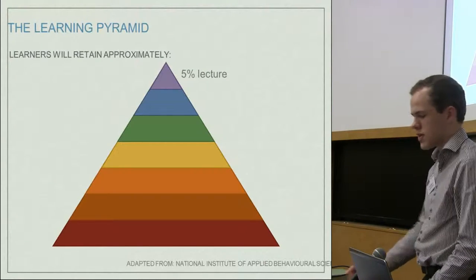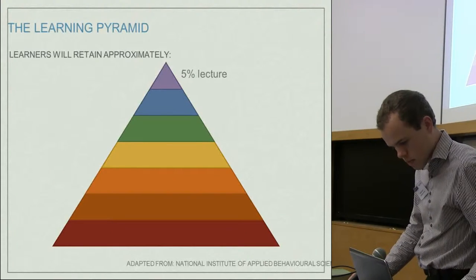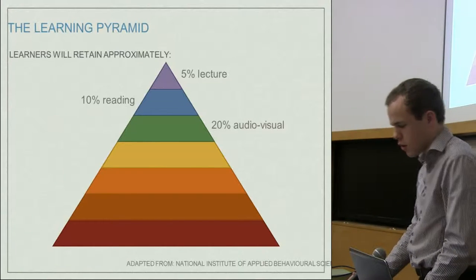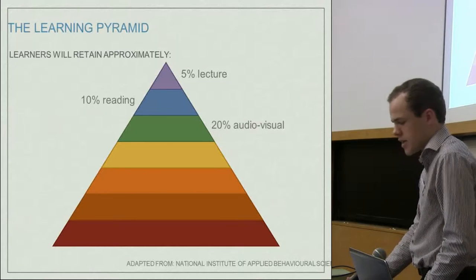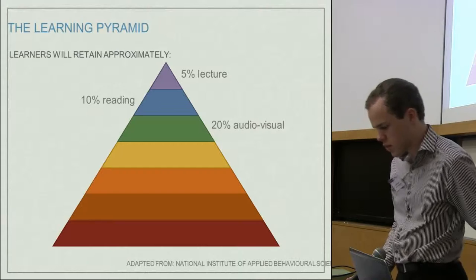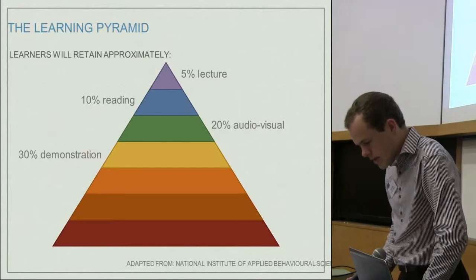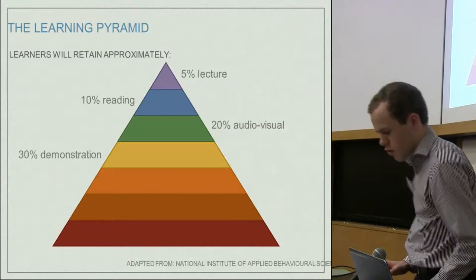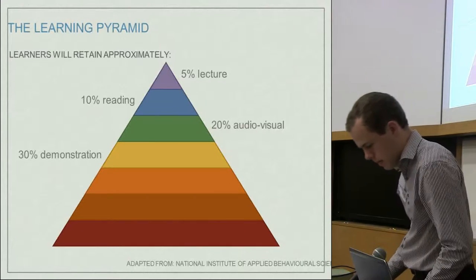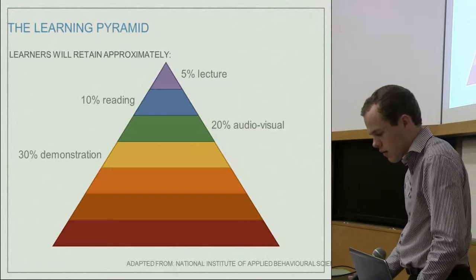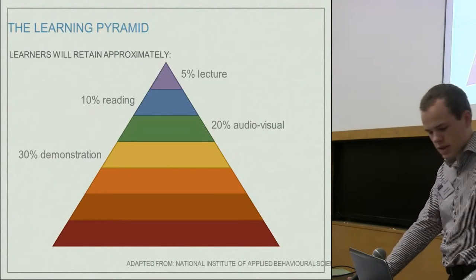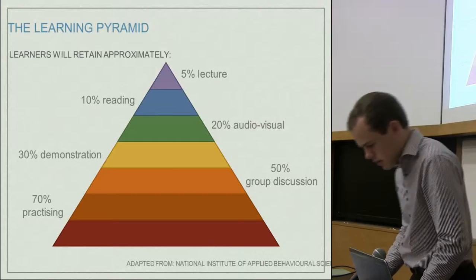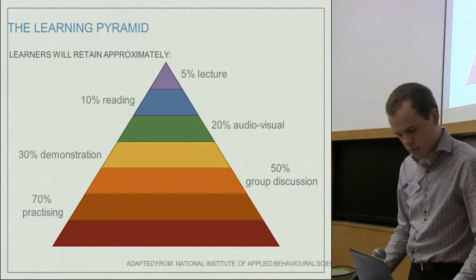So, learners tend to retain only 5% of what they learn from a lecture, 10% of what they learn from reading, and 20% of what they learn from audiovisual. Things that they see and hear in a demonstration will get them to retain approximately 30% of what they have learned. And they tend to retain approximately 50% of what they learn in a group discussion. But crucially, this must be a group discussion in which they are engaged. When they practice or apply what they have learned, they are likely to retain most of it at around 70%. And finally, learners will retain approximately 90% of what they have learned when they teach it to others.